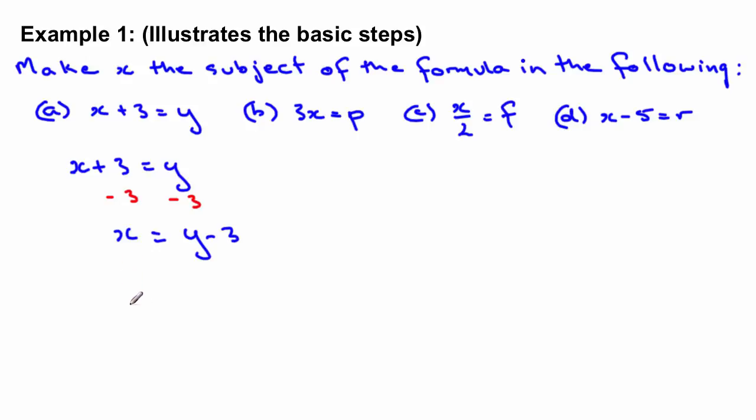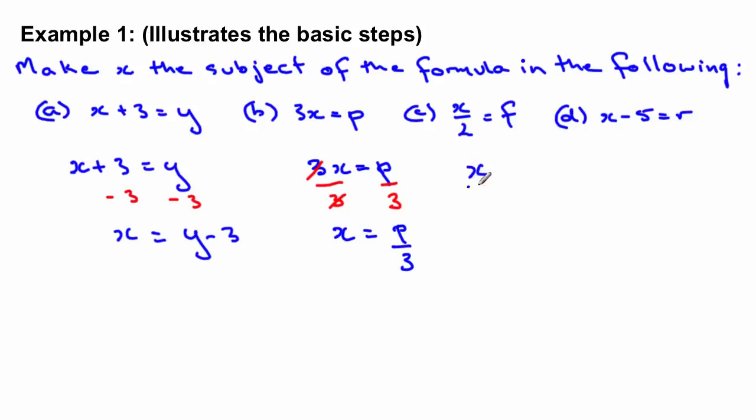y minus 3 on the right-hand side, and on the left-hand side we have our subject, which is x. In this one, we've got 3x equals p, and there's an operation in here which is a times. So what we're going to do is divide both sides by 3, and that means that this will cancel out, and we're going to be left with x equals p over 3. Once again, x is the subject of the formula, and we've got all the other values on the other side.